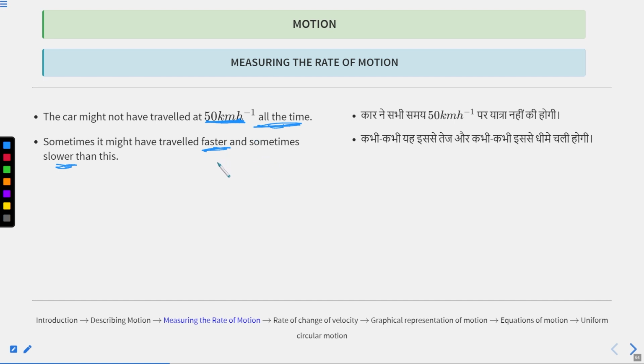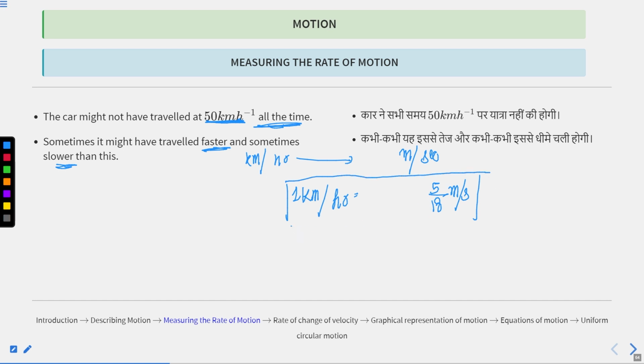I also want to explain that you can easily change kilometer per hour into meter per second. 1 kilometer per hour is equal to 5 by 18 meter per second. You have to remember it if you want to change kilometer per hour into meter per second directly. I will show you the derivation. The derivation starts with 1 kilometer per hour.